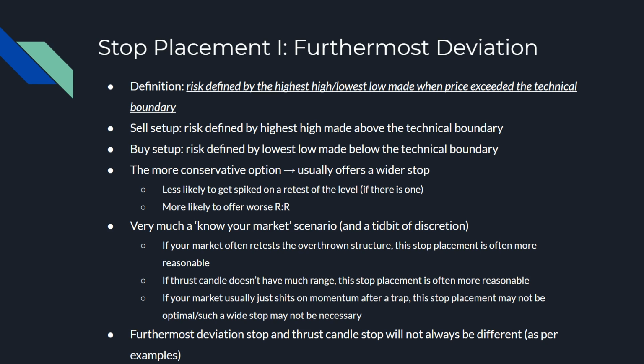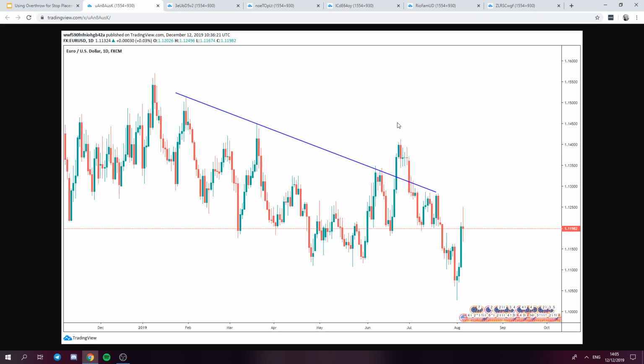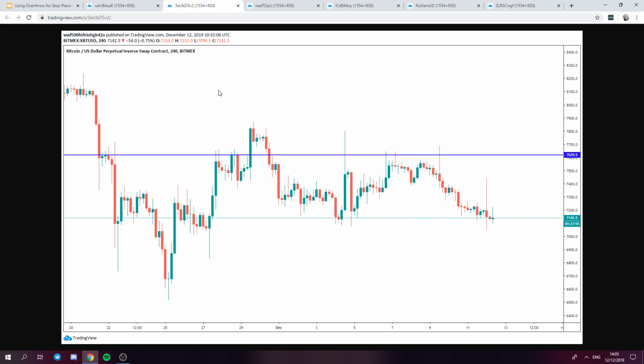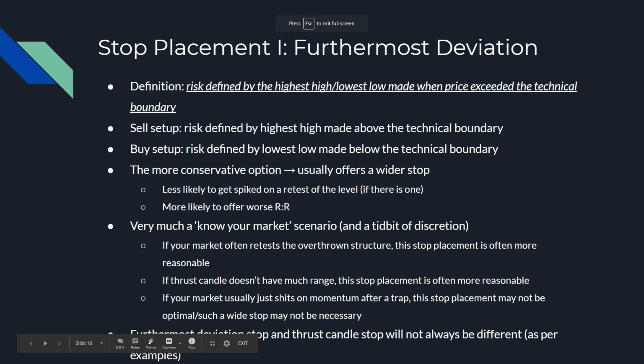So we've done overthrow, and so the title says using overthrow for stop placement. Having learnt all that, specifically having learnt which portion of price action is the overthrow portion, how do we then use it to define our risk? And there are two ways, as mentioned in the introduction. One is the furthermost deviation, and the second is a thrust candle stop. So we're going to start with the furthermost deviation.